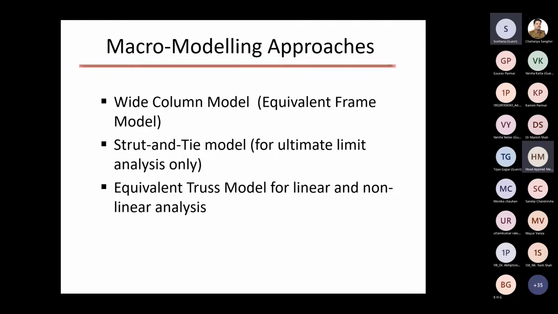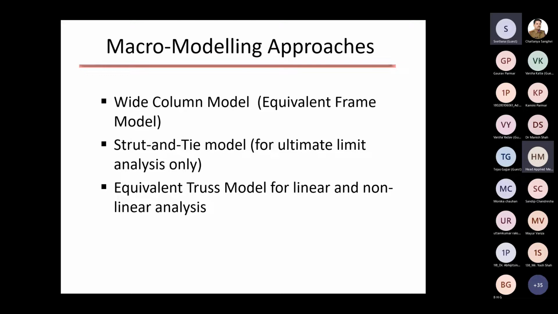It's called equivalent frame model. The second is strut and tie model, which is for limit analysis, ultimate limit analysis only. And then the third is equivalent truss model for both linear and nonlinear analysis. So the second model, strut and tie, is not simply a modeling approach, it is a modeling and design approach. And that's how it is recognized by the new Indian confined masonry code.